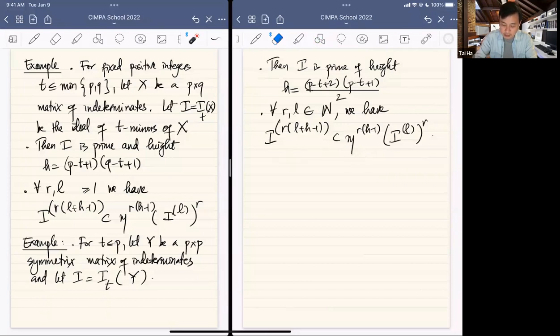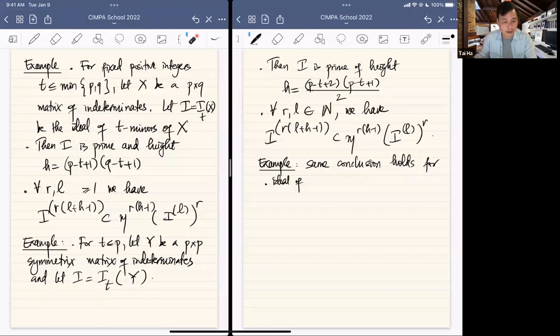So I suspect that is true, but let me maybe write here. So what I also know is that the same conclusions hold for the following: let's see, you have ideals of, let's say, Pfaffians of a skew symmetric matrix of indeterminates.